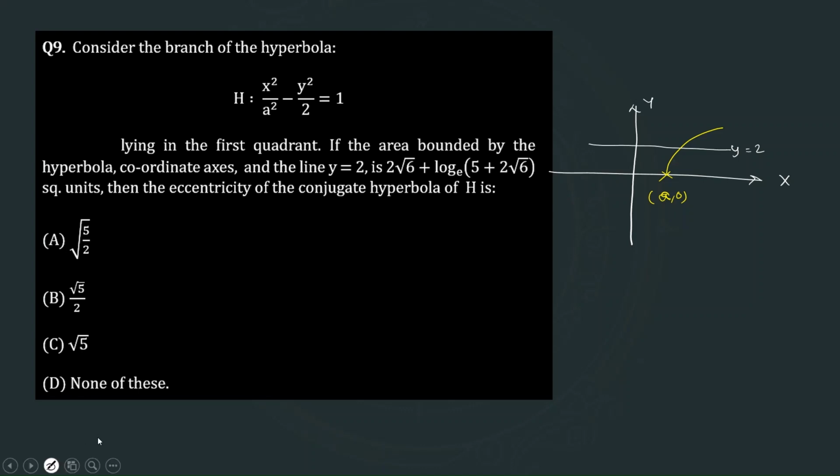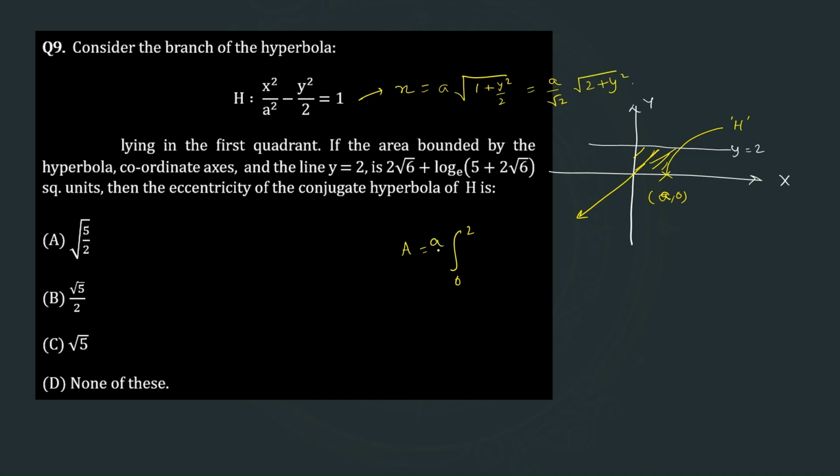So the area bounded by them will be this. This is the hyperbola H, and this area we can easily calculate. It will be A equal to, from y equal to 0 to y equal to 2, x is we can say a root under 1 plus y square by 2, or a by root 2 root under 2 plus y square. So it will be a by root 2, then 2 plus y square under root dy. So we can easily calculate this.